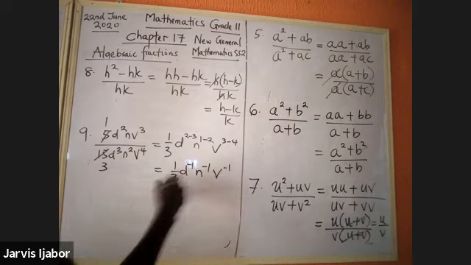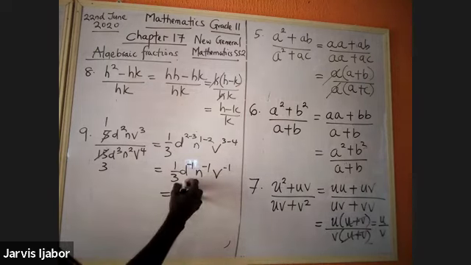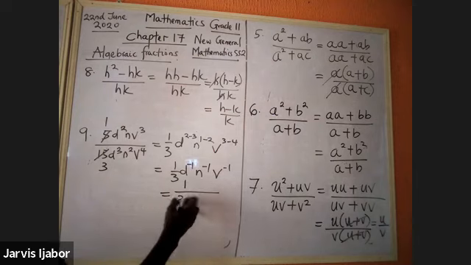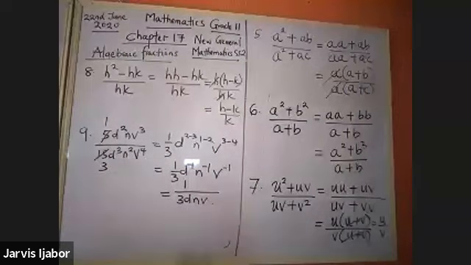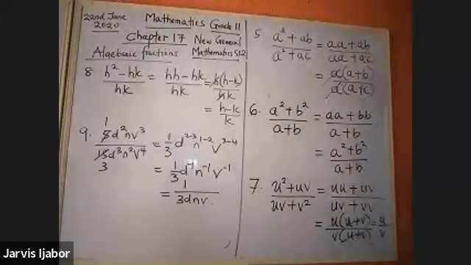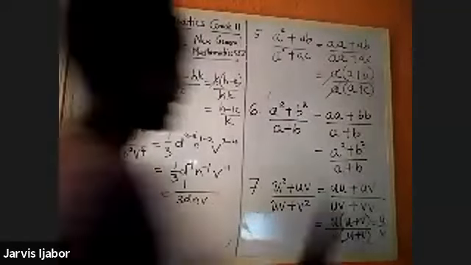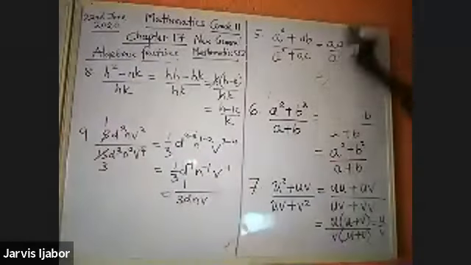So what does this literally mean? It means that my answer will be 1 over 3 d n v with the negative indices moved. So that's what it will mean for question number 9. All right, so that's for question number 9. Let's see what question number 10 would offer us. Let's go to question 10.